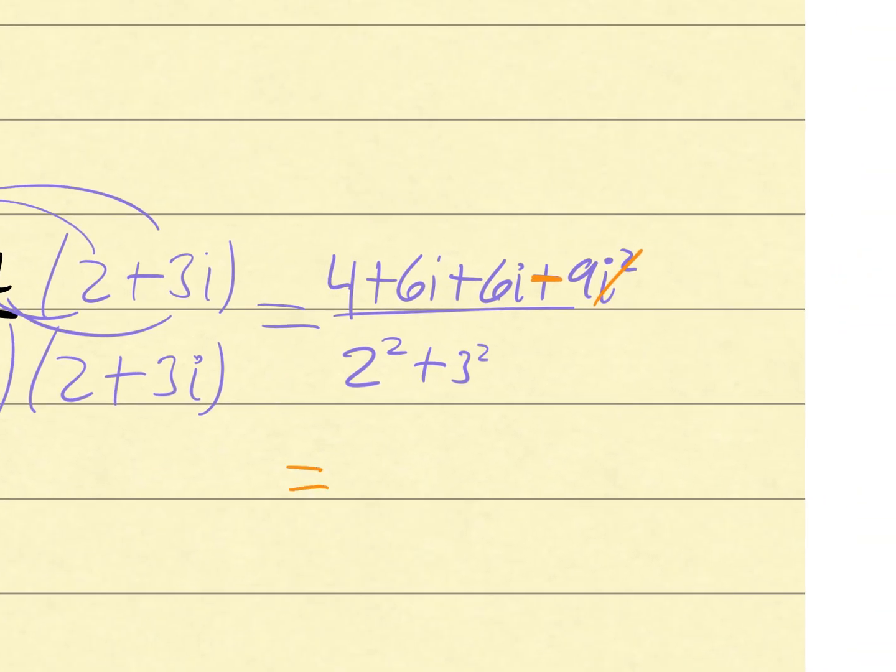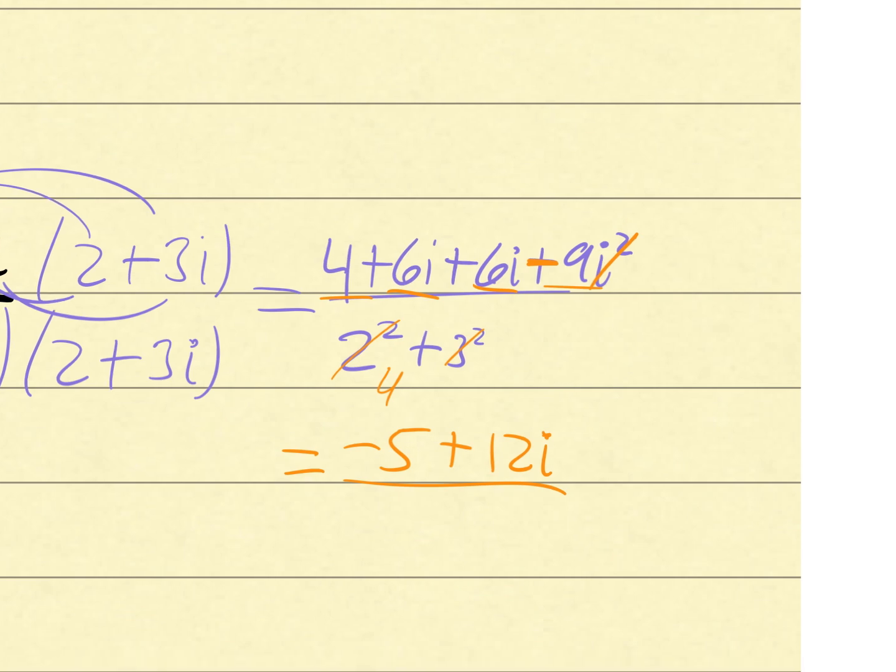So now on the top, we can do the real plus the real. So 4 minus 9 should get you -5, and then 6i plus 6i, imaginary with the imaginary, should get you 12i. And on the bottom, 2 squared is 4, plus 3 squared is 9, so we get 4 plus 9, which is just 13.